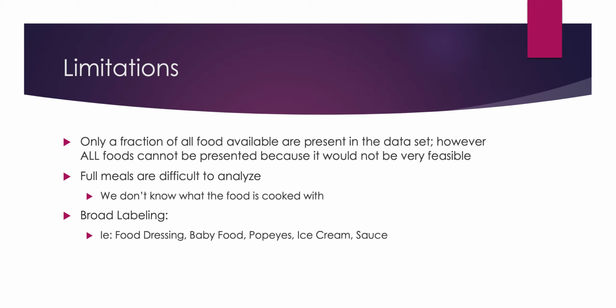In addition, there is broad labeling within these limitations in how food is described. For example, categories such as food dressing, baby food, Popeyes, and ice cream could each have their further subcategories. However, only one instance of each of these labels is provided. Ice cream, for example, ranges from chocolate, vanilla, and strawberry, and more, and can each have their own varying macronutrients associated with it.